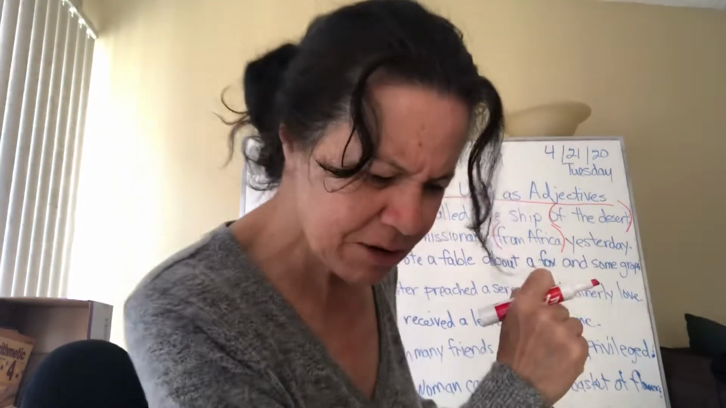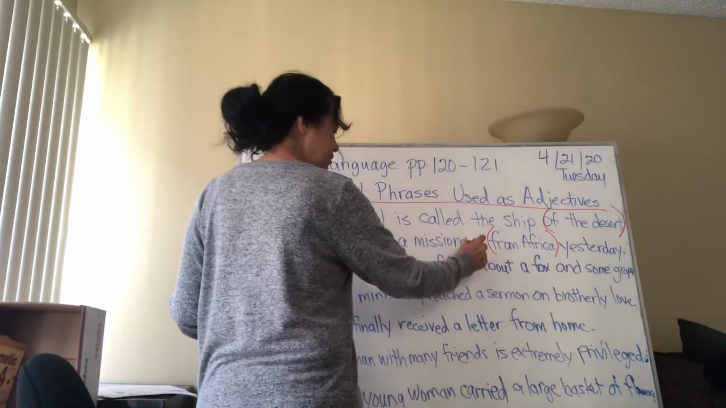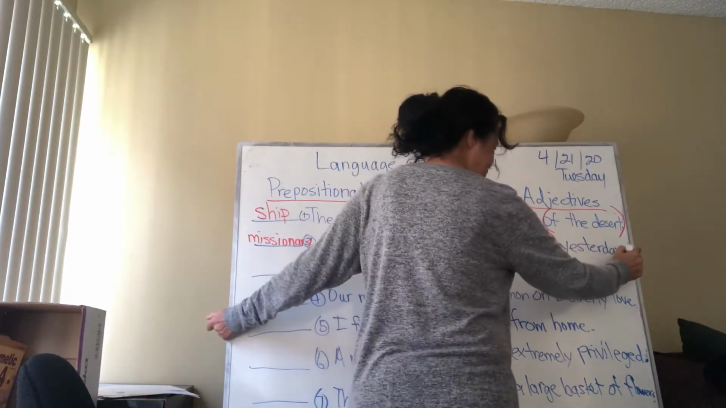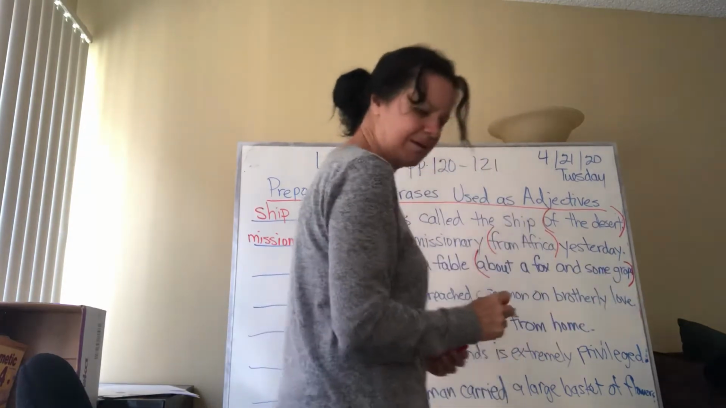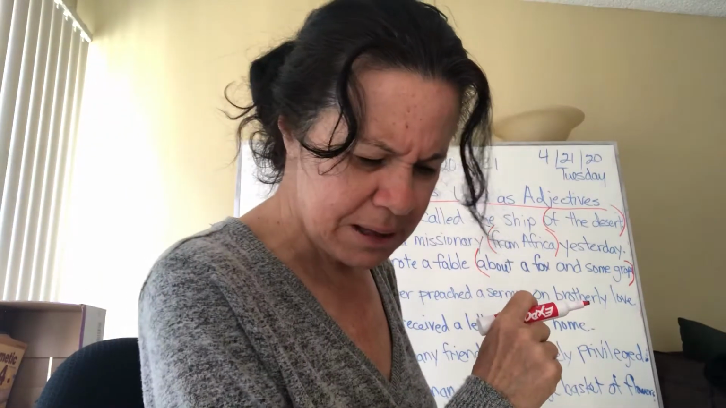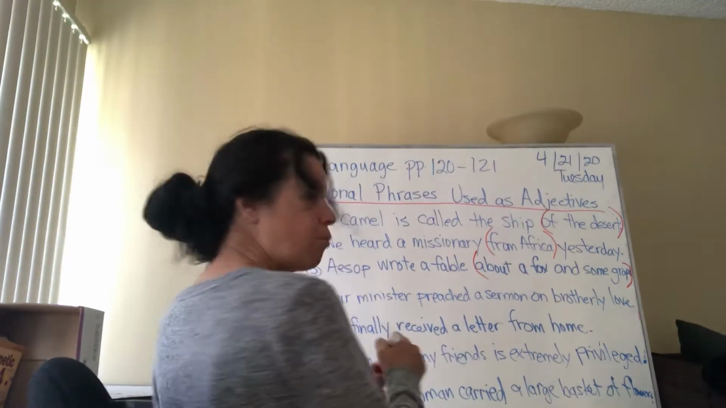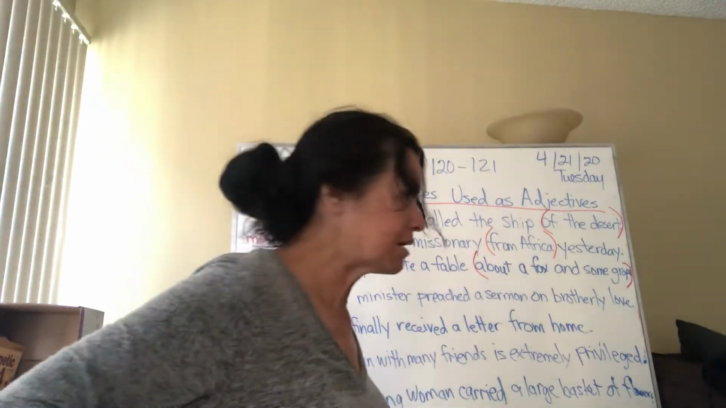Wait, I want to make sure I have the right one. Yeah, I wanted to make sure which one I was on. About a fox, okay, and some grapes. Let me see if they want you to do the whole, yeah. That is one whole prepositional phrase. Sorry, I had to double check something.